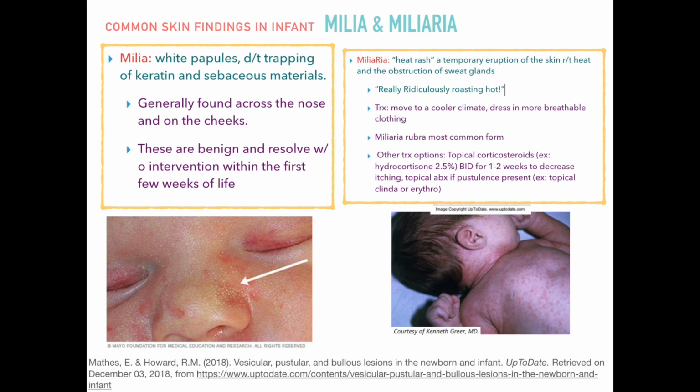And I remembered this by remembering the R in miliaria by "really ridiculously roasting hot." It helped me. It's a heat rash, a temporary eruption of the skin related to heat, and then the obstruction of sweat glands. Treatment is moving the patient to a cooler climate or dressing them in more breathable clothing. Miliaria rubra is the most common form, and that is what that picture is of there.